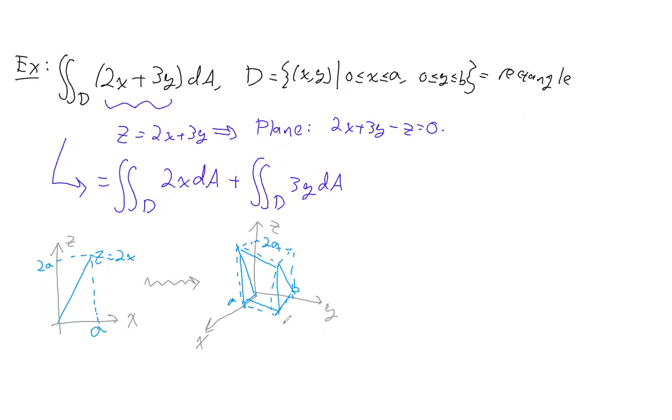And I'll draw that one as well. So it's that half of the block. That's what the first thing is going to look like. And the volume of this object is 1/2 of the volume of this block, which in this case is a times b times 2a, or in other words, a squared b.